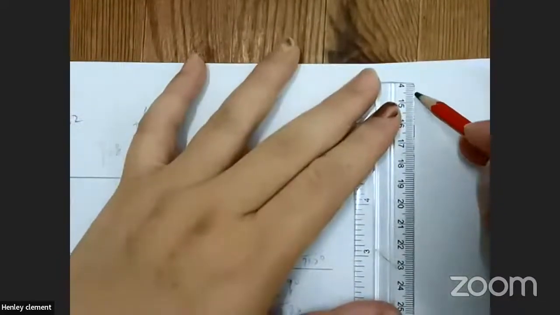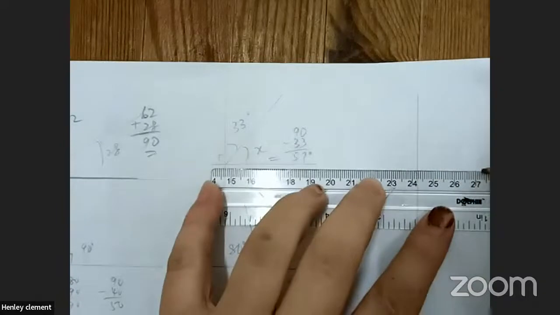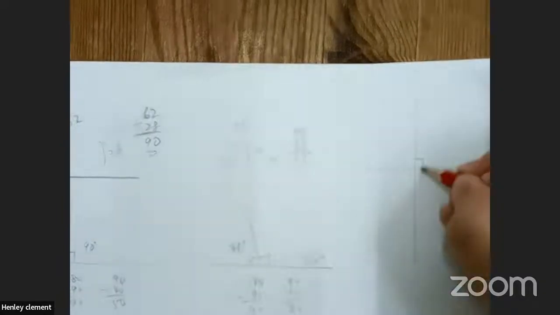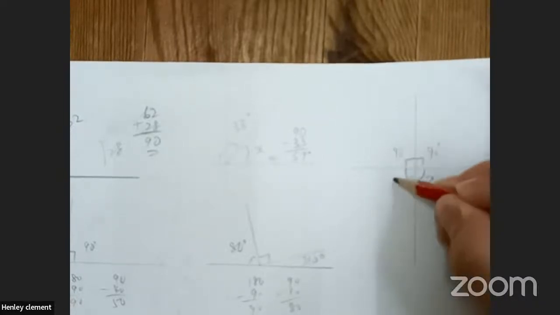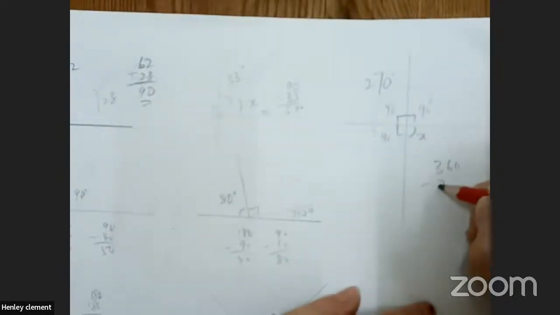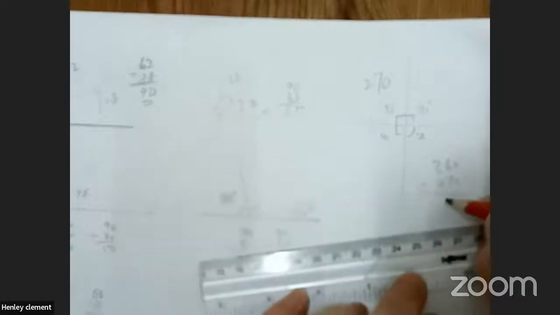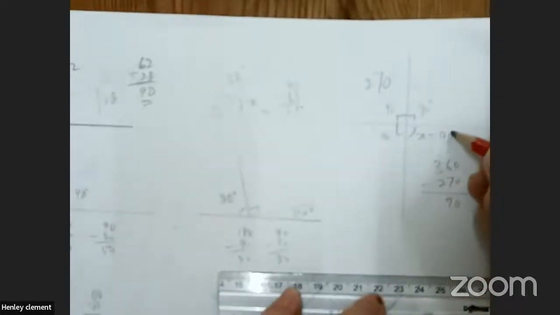So last one before I show other things. If this is 90, this one also 90, this one also 90. What about this? 90 plus 90 plus 90, you get 270. So 360 minus 270, you get 90. Oh, so this is also 90.